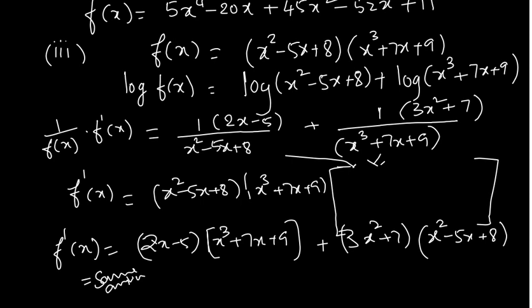On the next page you will have d by dx of uvw. So we will prove that as du by dx into vw, plus u into dv by dx into w, plus uv into dw by dx.